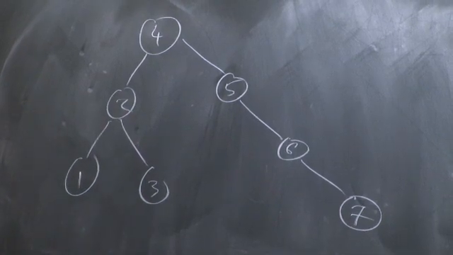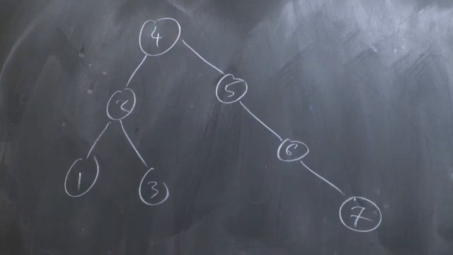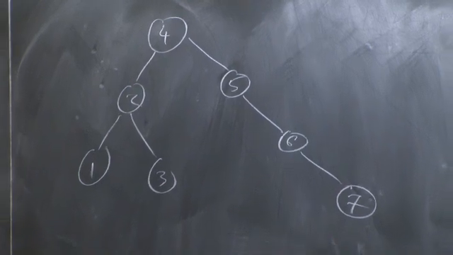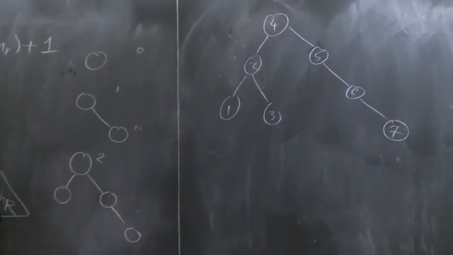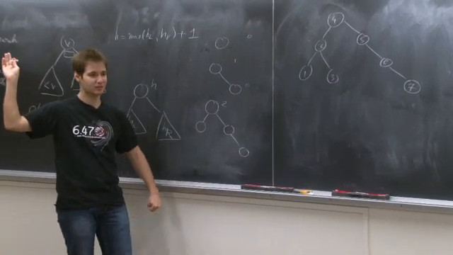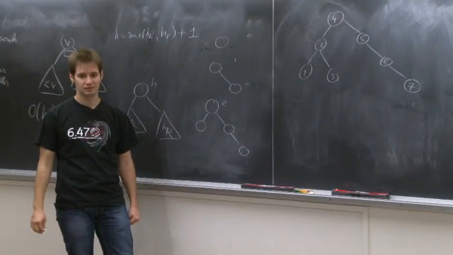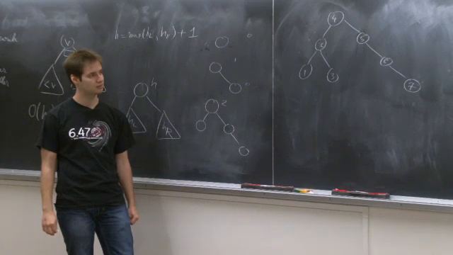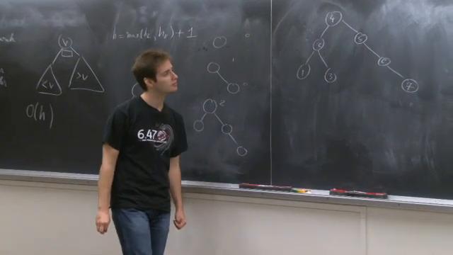Is this guy an AVL? Okay, well, does anyone think it's an AVL? Does anyone think it's not an AVL? Can one of you tell me why? The tree with 5 as its root is not balanced.